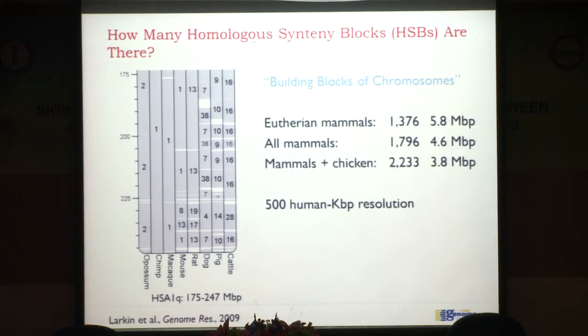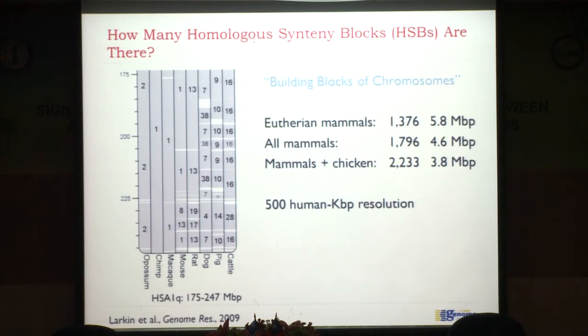That's about 50 to 60 genes. So this tells us that through approximately 200 million years of evolution, these mammalian genomes are made up of blocks of about 50 or 60 genes that have rearranged themselves over time.